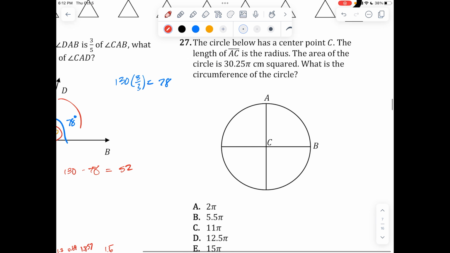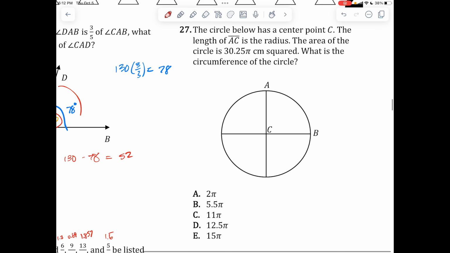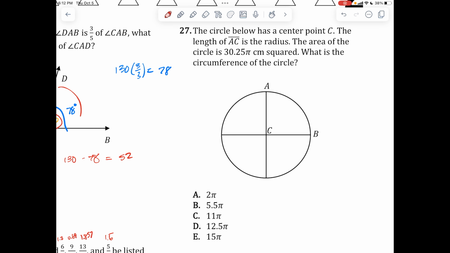Moving along. The circle below has a center point C. This length of AC is the radius. The area of the circle is 30.25 pi centimeters squared. What is the circumference of the circle? Okay, so area is equal to pi r squared, and we're given that it is 30.25 pi. We can solve for r, just looking at this. So divide both sides by pi. R squared is equal to 30.25. Square root both sides. R is equal to, let me do that on my calculator, 30.25 to the 0.5 is equal to 5.5. That's this distance right here.